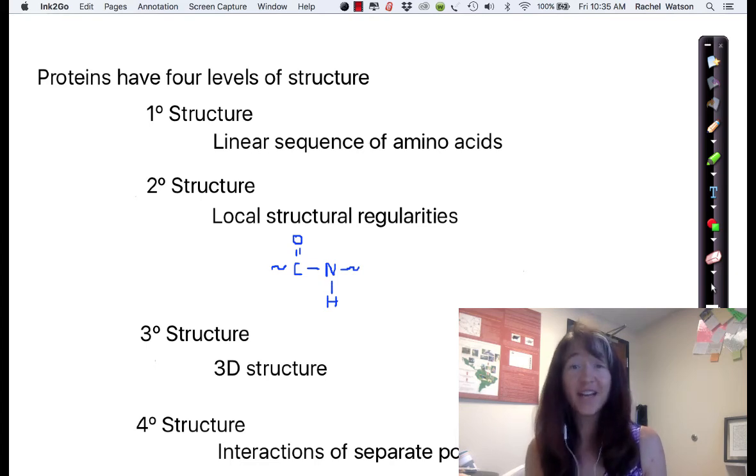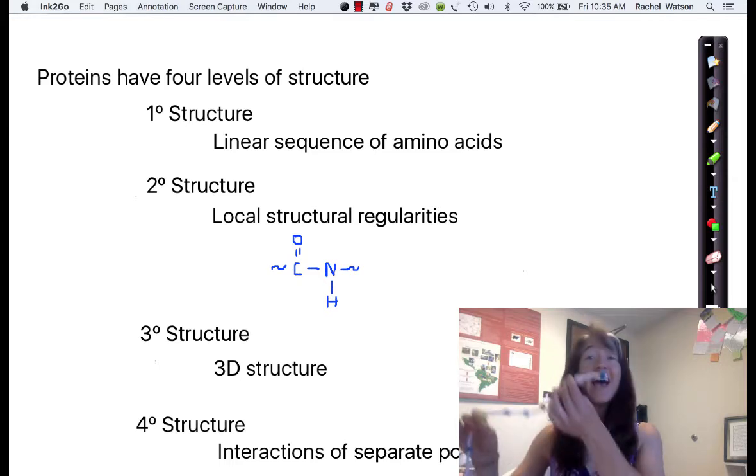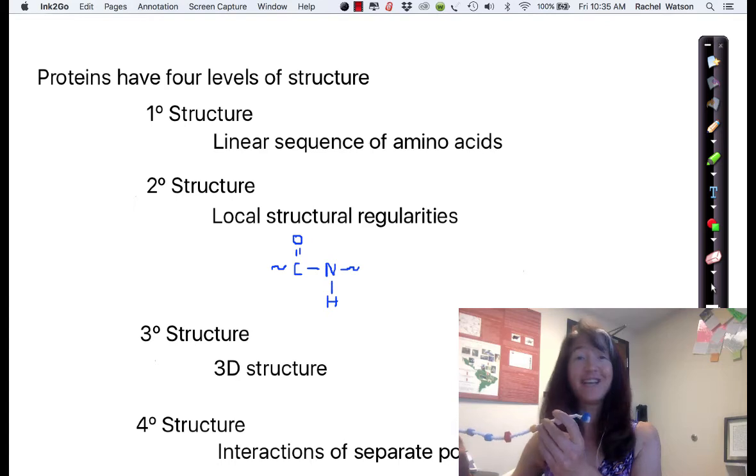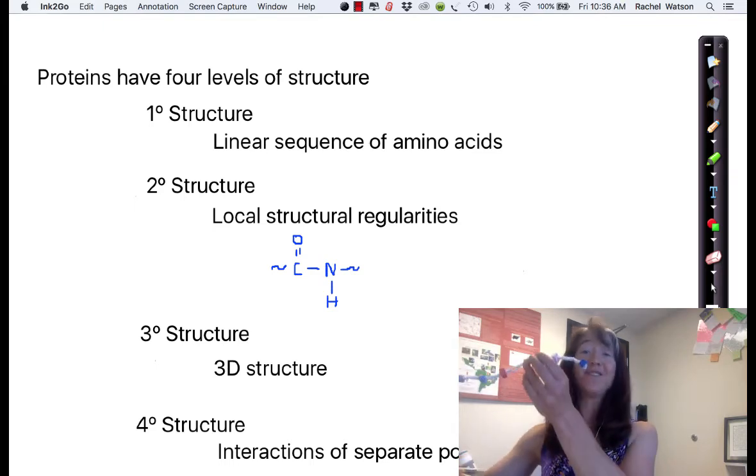Now that we can visualize that two amino acids can bind with one another via a peptide or amide bond to form dipeptides, tripeptides, oligopeptides, and polypeptides, that is, long chains of amino acids, that can allow us to understand that proteins have levels of structure that can form once we have a long chain of amino acids. Now, the first level of structure is the primary structure. That is the linear sequence of amino acids.